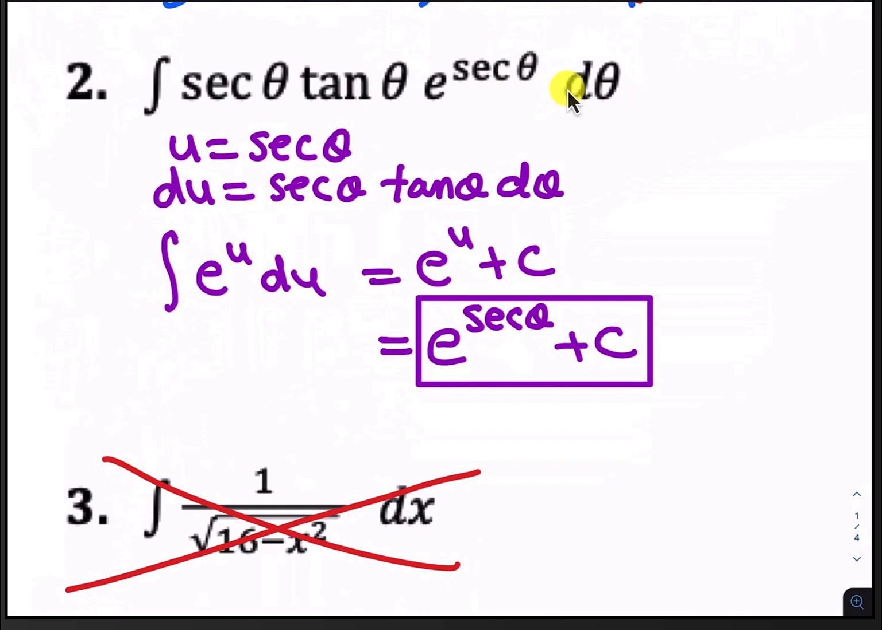So now we're ready to rewrite this. The secant theta becomes u, so this will be the integral of e to the u times du. The integral of e to the u is equal to itself, so it's e to the u plus c. And then we simply rewrite u as secant theta, so our final answer is e raised to the secant theta plus a constant.